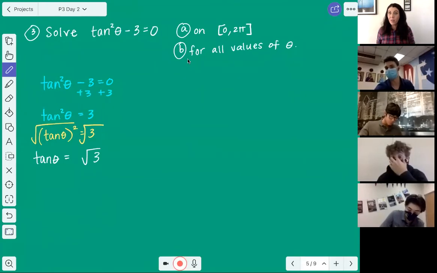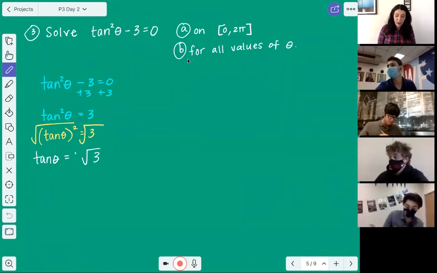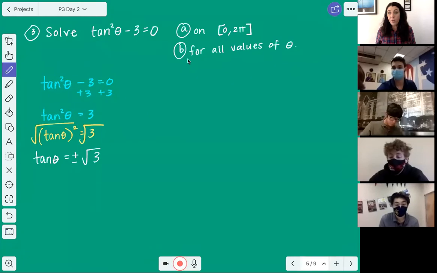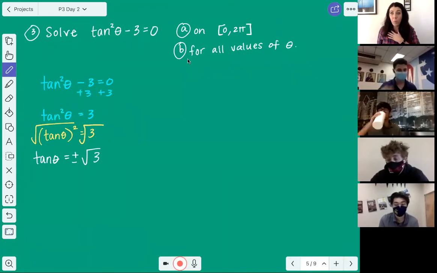And that's a different thing, right? If we're just wondering where tangent is positive, that's different than wondering where tangent is both positive and negative. When we start with something squared and we're the ones that take the square root, that's where we get a plus or minus. So make sure you remember that.